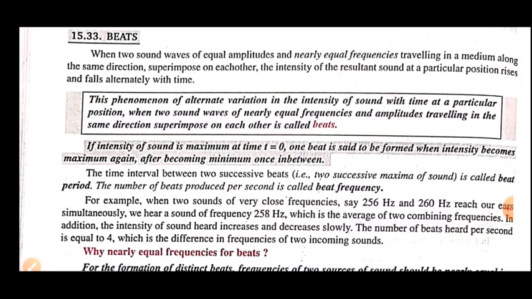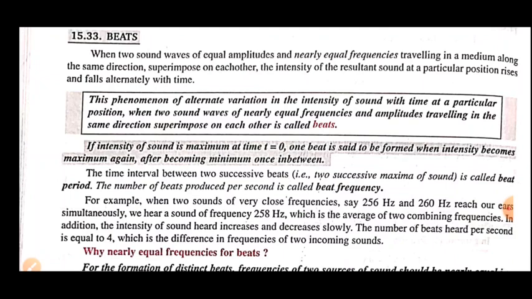For the first example, two sound waves have very close frequencies. Suppose the first wave has a frequency of 256 hertz and the second wave has 260 hertz, and they reach our ear simultaneously. So we hear a sound of frequency 258 hertz in place of the two frequencies 256 hertz and 260 hertz. Means we are listening to the average frequency of them, which is the simple average of the two combining frequencies.